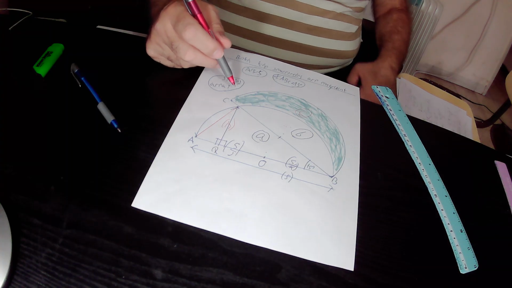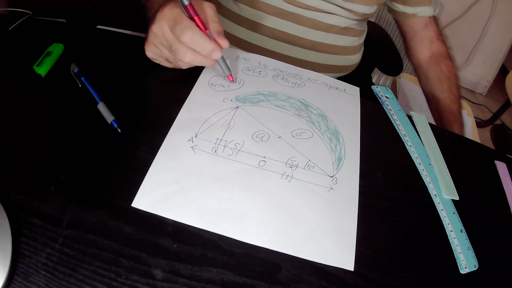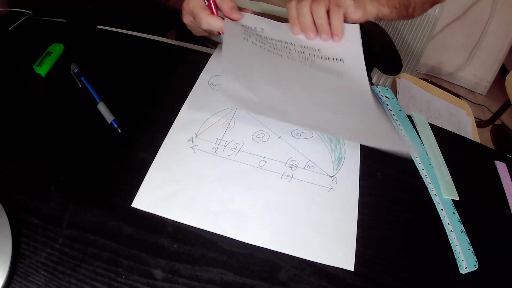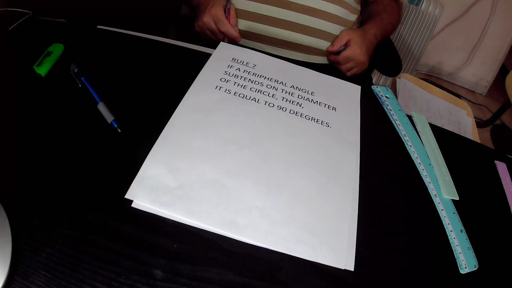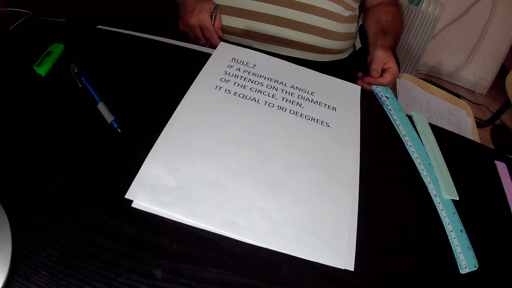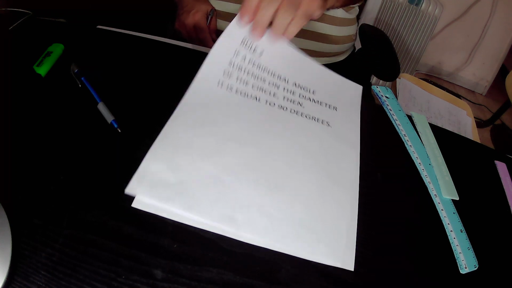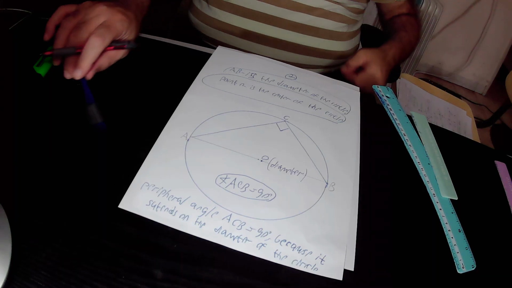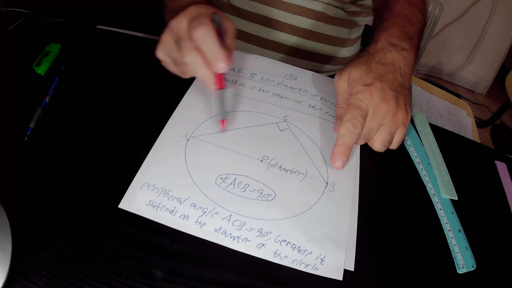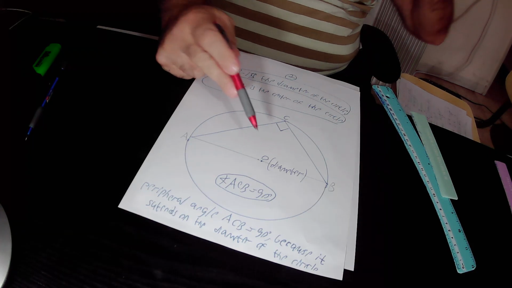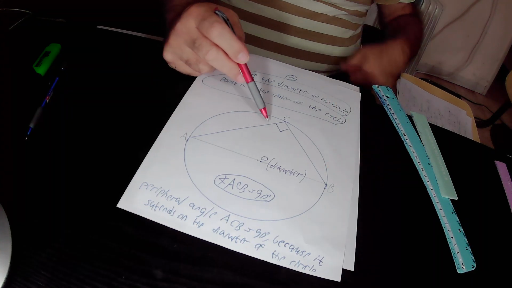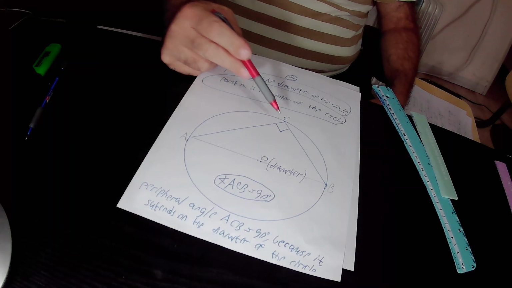So repeat quickly on rule 7. According to rule 7, if a peripheral angle subtends on the diameter of the circle or semicircle, then it is equal to 90 degrees in size. In the moment we have a circle, this is peripheral angle ACB that subtends on chord AB. Chord AB is the diameter of the circle, and because peripheral angle ACB subtends on the diameter of the circle, it must be equal to 90 degrees in size.